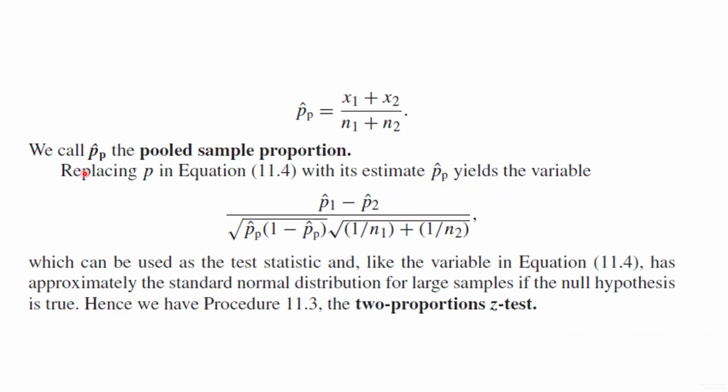Okay, so let's talk about this p hat sub p, the pooled sample proportion. We have to estimate p using sample information, and the best estimate of p is obtained by pooling the data to get the proportion of successes in both samples combined. It's easy to calculate, and you could write this on your formula card: x1 plus x2 divided by n1 plus n2. You pop that in right here and right here, and you get a little better estimate.